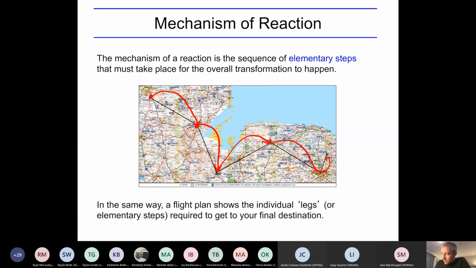And each city we see, we would call a stopover if we're flying. In chemical terms, if you have a mechanism that involves a number of individual small steps, the stopovers we would call intermediates. They're chemical products that you create and then use up in the next step. Each one of these legs in chemistry we call elementary steps. You may remember this terminology from first year, when we talked about elementary steps in the kinetics chapter.